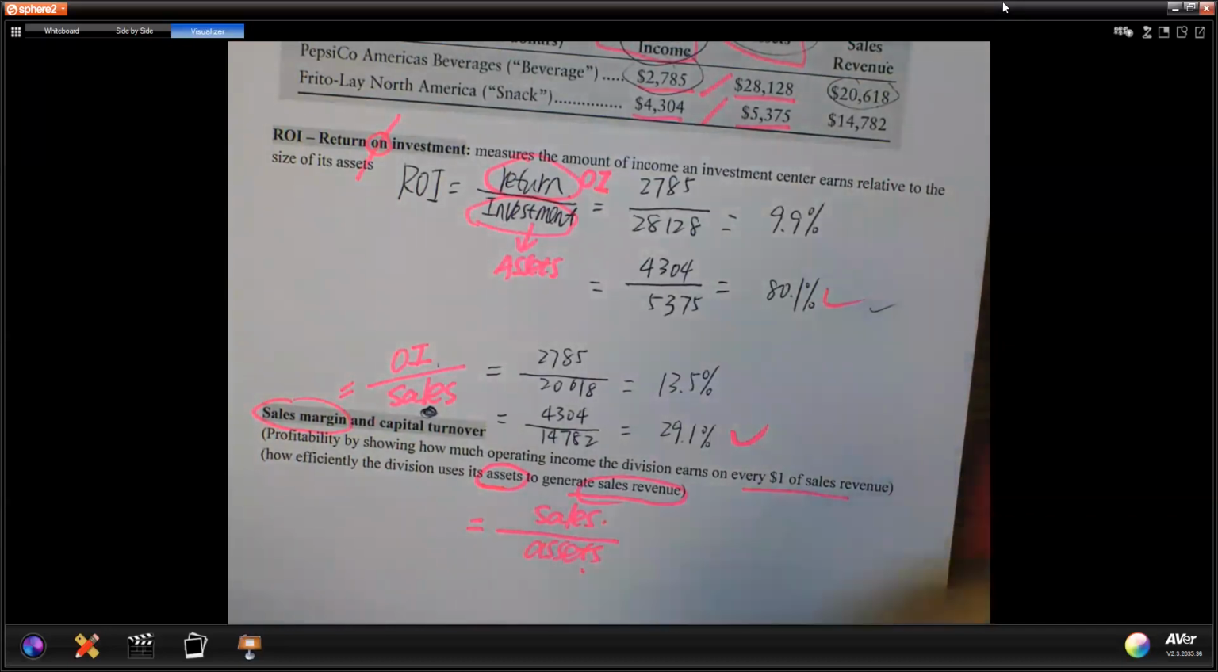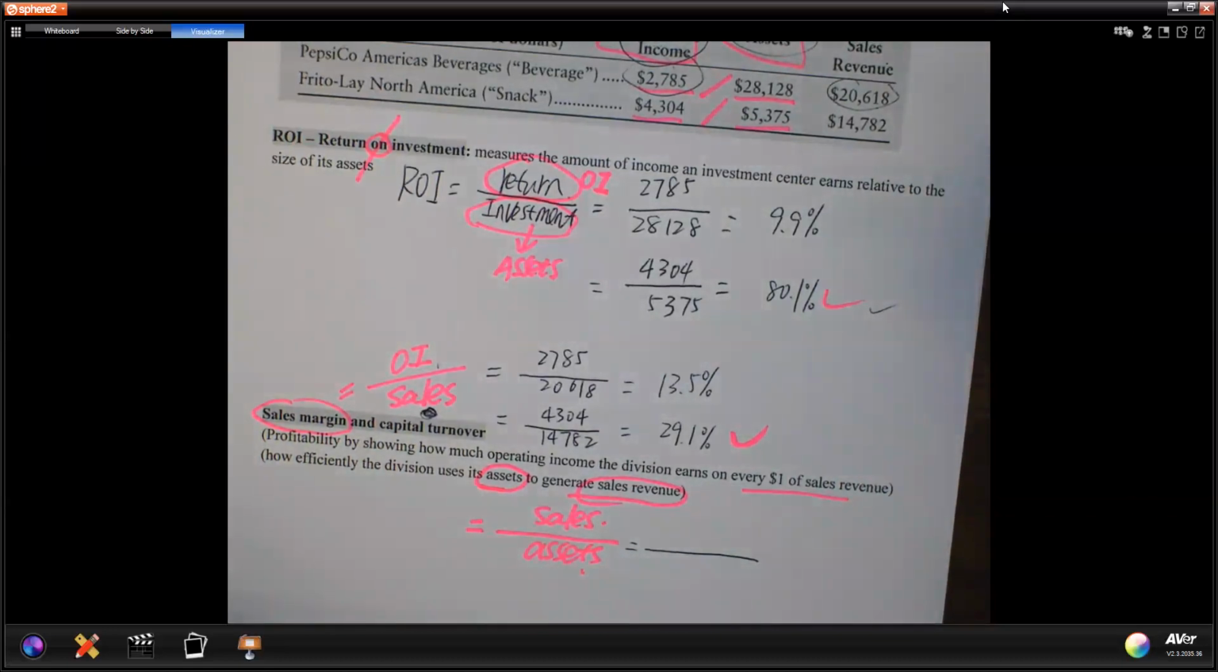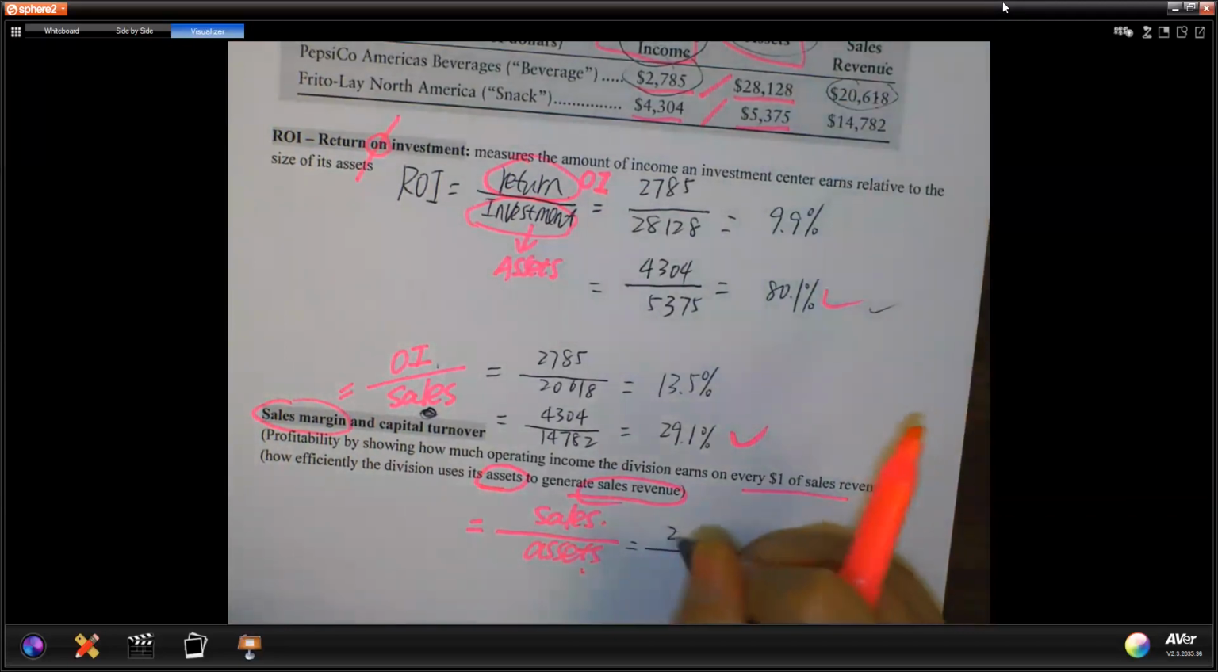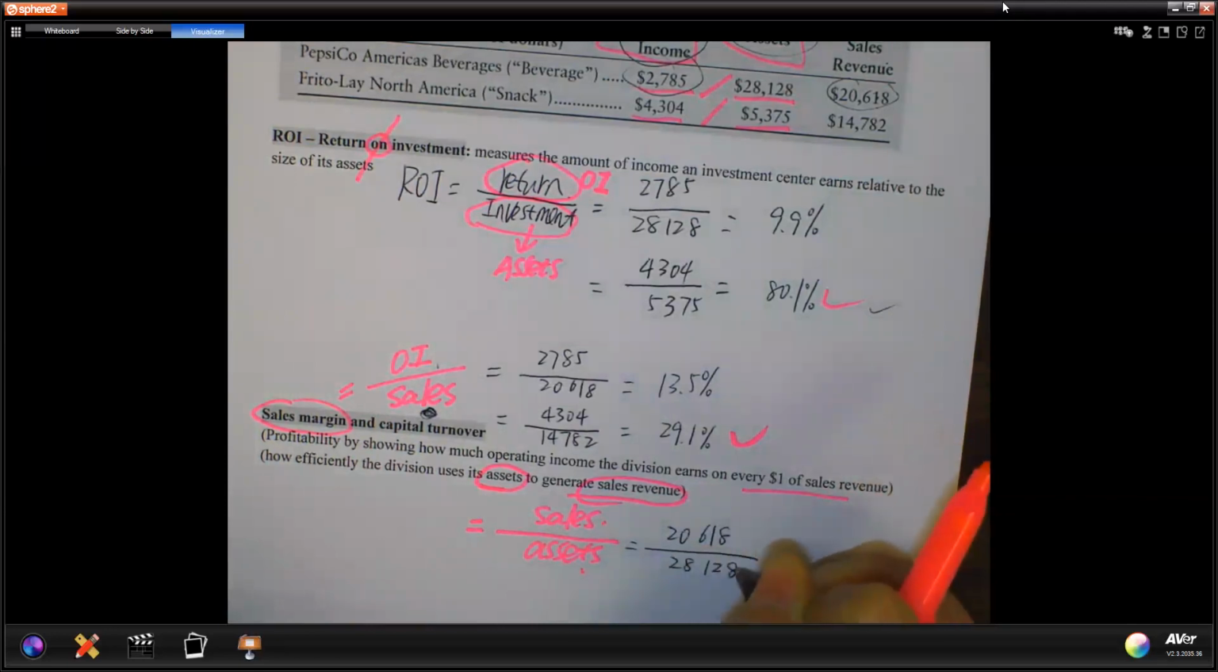So we do the numbers for the first one. For the Pepsi, it will be sales divided by assets. 2618 over 28,128. Next one, 14,782 over 5375. Okay, so I got 0.73, I got 2.75.